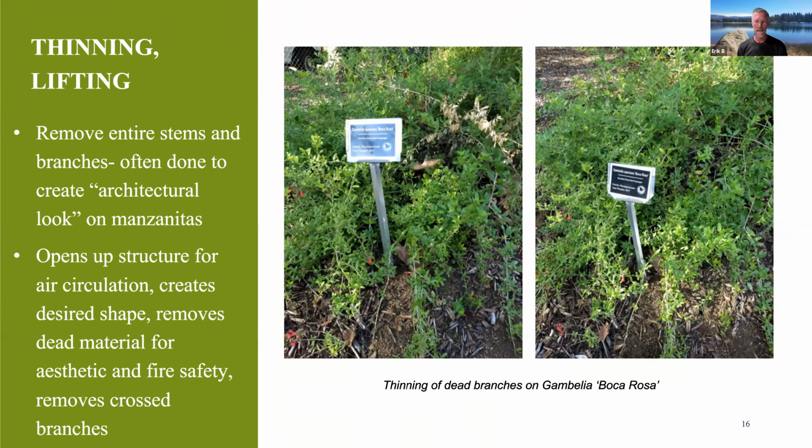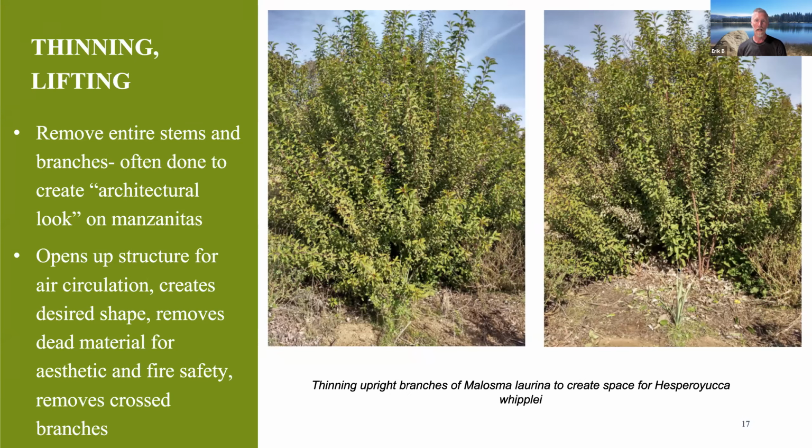Thinning and lifting. This is a dead branch on this Gambelia, and you're just going deep down into the plant itself to cut the end of it off and get the whole branch out of there. You're not leaving any stumps or sticks showing. Here's a Malosma laurina, the laurel sumac. In here, on the left hand photo, we have a small yucca, but you can't see it because the malosma is jutting out and eating it.